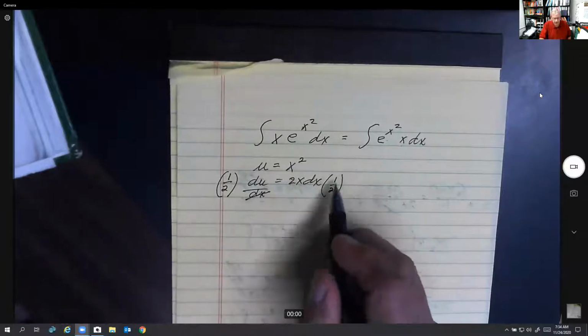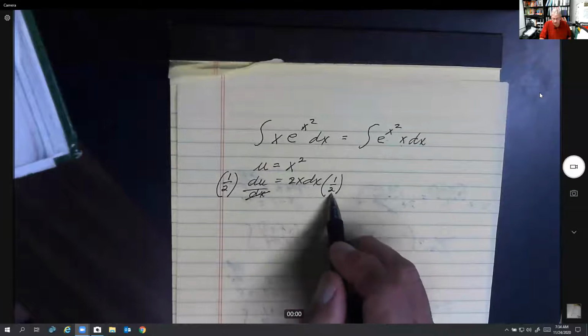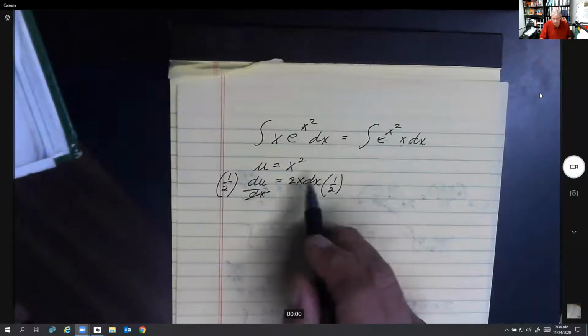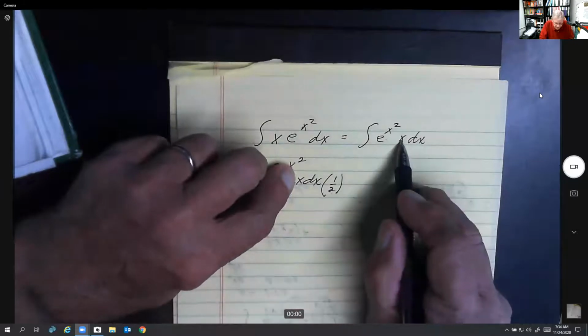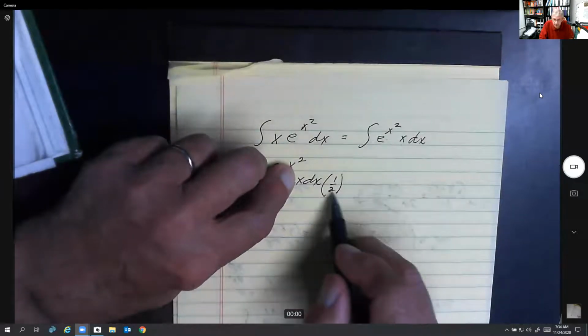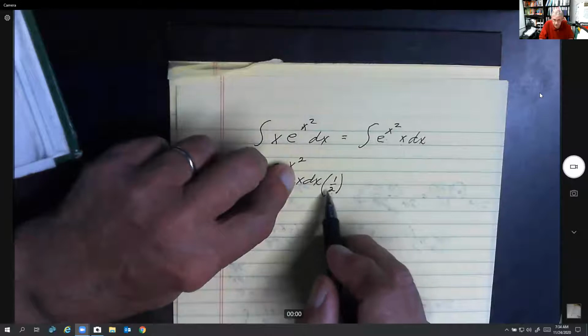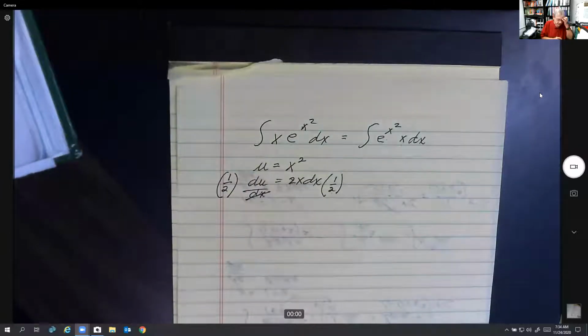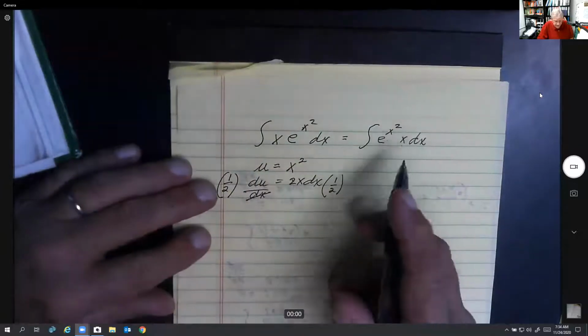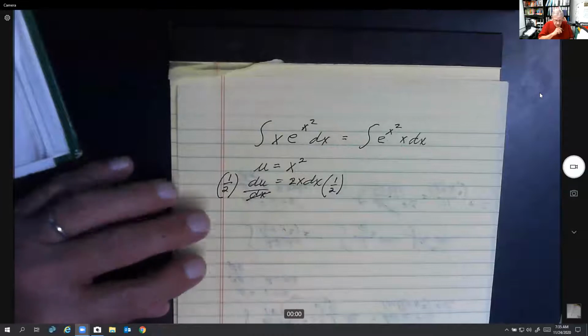Now, I can do this with a number. If this is a 3, I can use a third. If this is a 4, I can use a fourth. But if it's just x and there's no x here, I can't use 1 over x. I cannot use 1 over a variable. I can use 1 over a number, but not a variable. So then we're stuck and have to learn another technique. But on this one, we can use the 1/2.